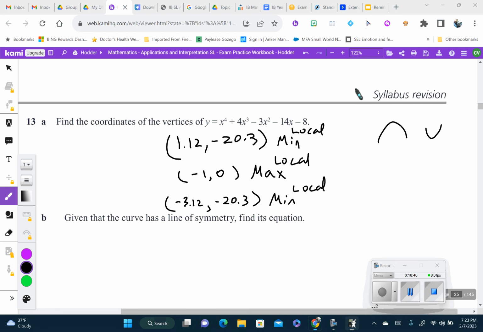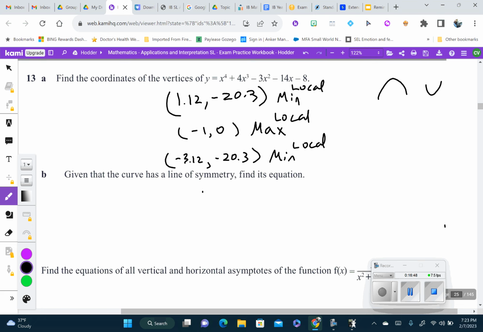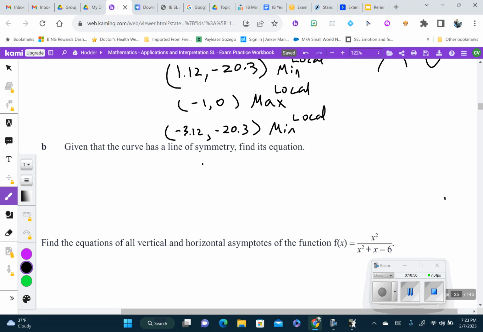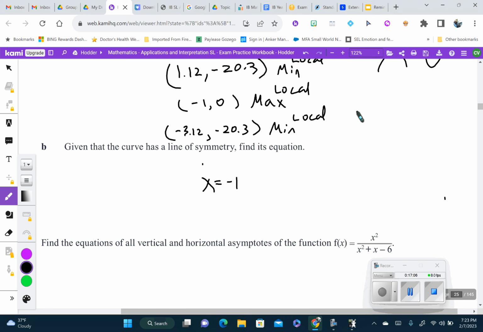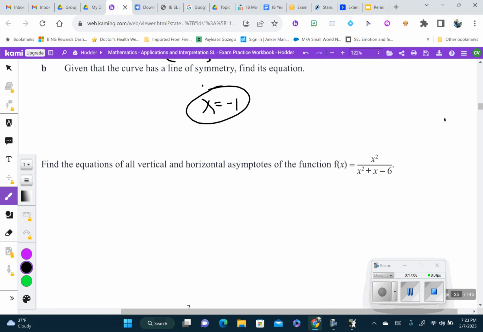Okay. Given that the graph, given that the curve has a line of symmetry, find its equation. So the axis of symmetry is right here at -1. So this is where x equals -1. It's actually the opposite of what you think. So you would think that since it's vertical, it's y, but it's not. It's x equals -1 is going to be our line of symmetry.